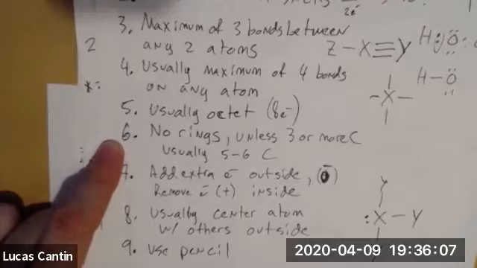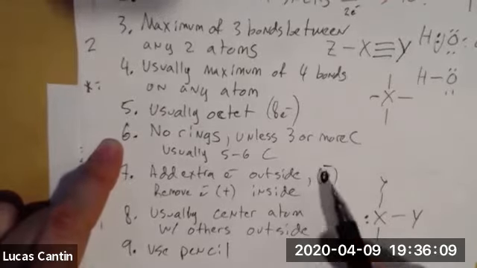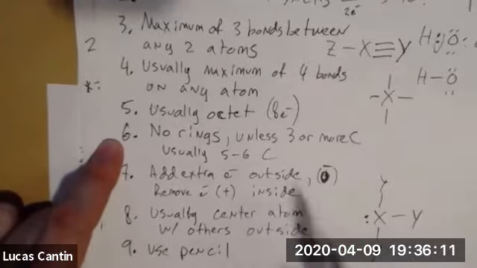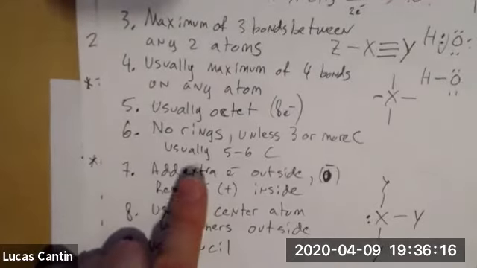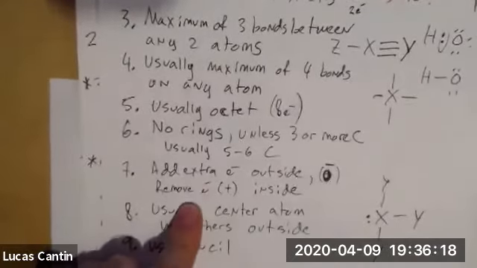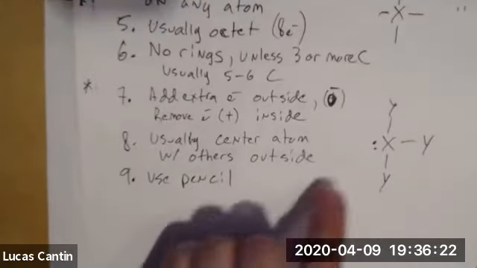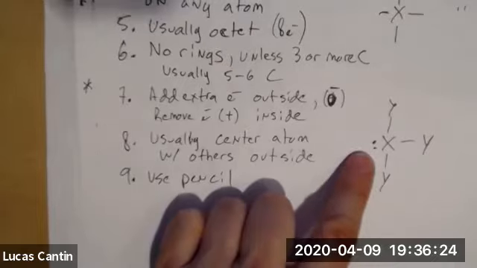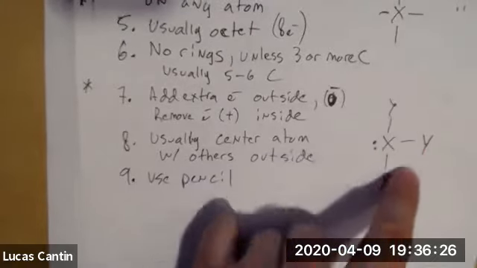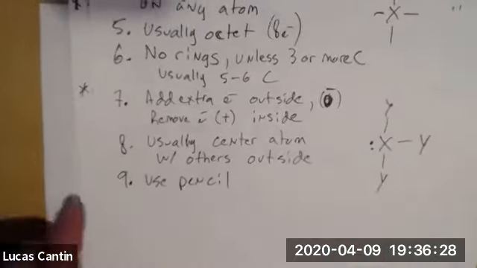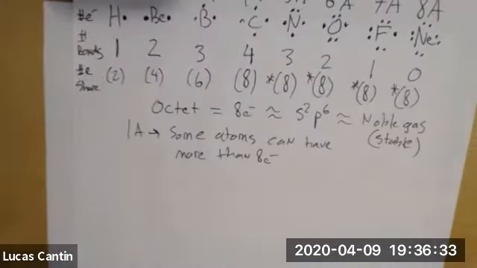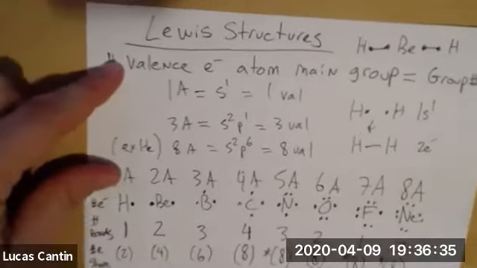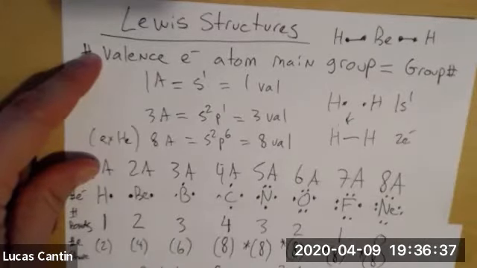Avoid rings unless you have 3 or more carbons. You need a minimum of 3 carbons to have a ring. Usually 5 or 6 is where they really tend to happen, though. If you have a negative charge, you're going to add electrons to the outside. If you have a positive charge, you're going to remove electrons from the inside. Your strategy is usually to put an atom in the center, and have other atoms outside of it. Use a pencil.